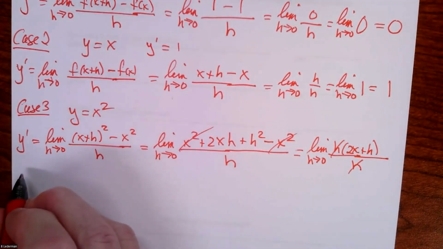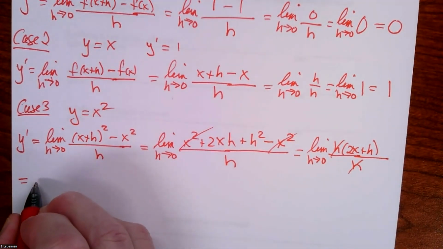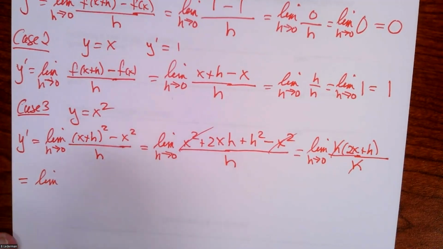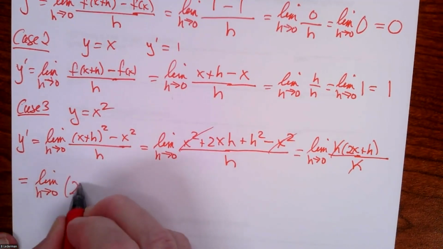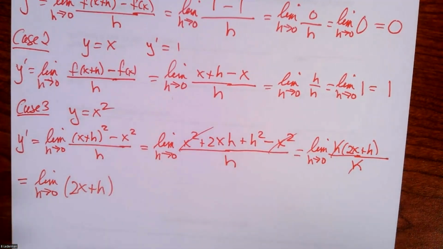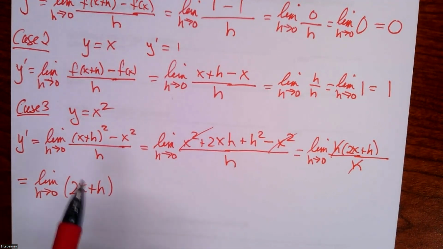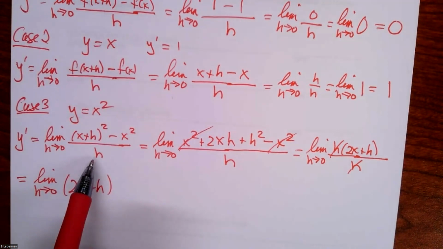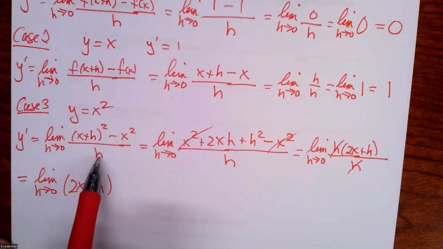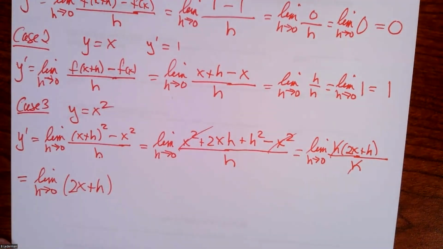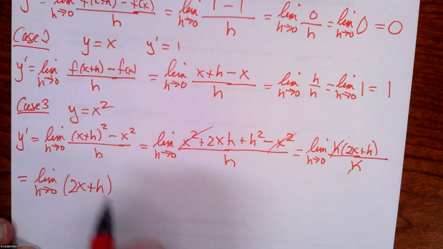And now I'm going to continue. This is equal to the limit as h goes to 0 of 2x plus h. There's really no more fraction. And now I've gotten it to a point where I could just plug in h equals 0. I couldn't just plug in h equals 0 before this point, because that would always give me a 0 on the bottom of the fraction. But now we got it down where I could do that right now. So finally, the limit is just 2x.